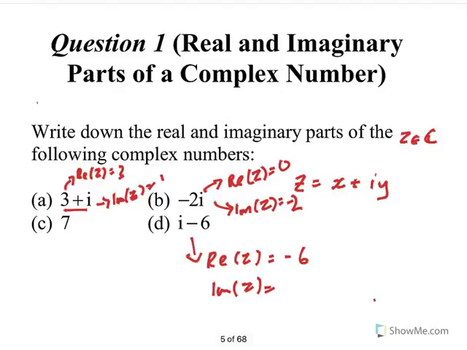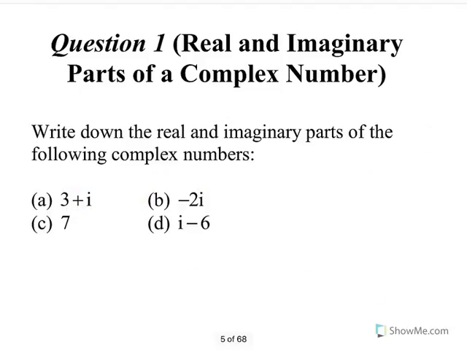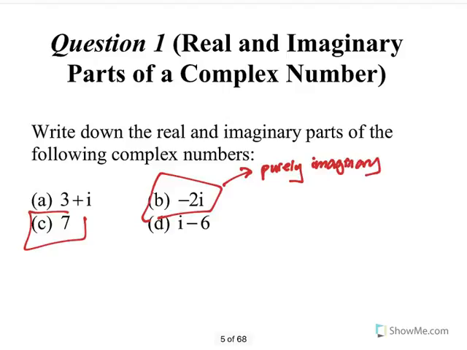Okay, done. If you look at part B and part C, you notice that for part B there's no real part. If you read the comprehensive notes, which I always try to advertise, you must go and read, this is what we call a purely imaginary number. How about 7? 7 is just a real number.